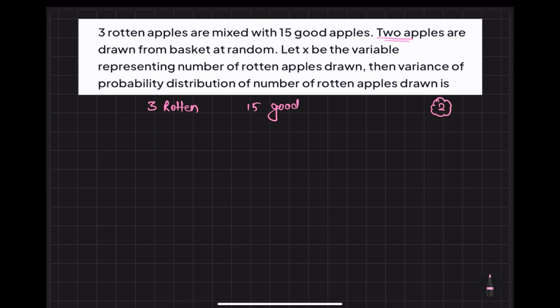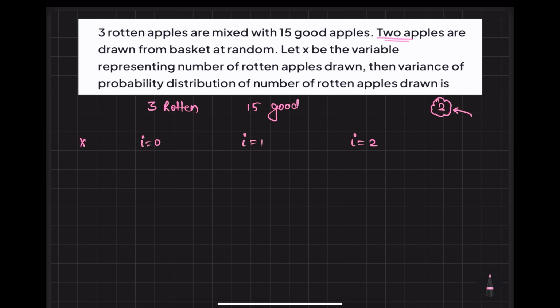Let x be the variable representing the number of rotten apples drawn. Then the variance of the probability distribution of the number of rotten apples drawn is? So first we have to draw the probability distribution table. Suppose that i equals 0, then i equals 1, then i equals 2. So you have to go till 2.